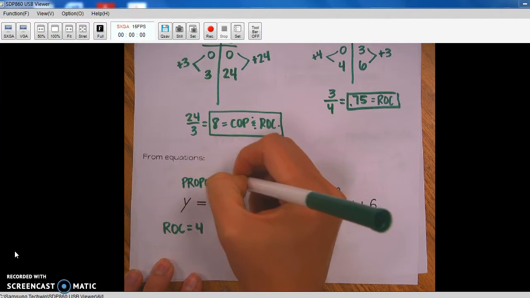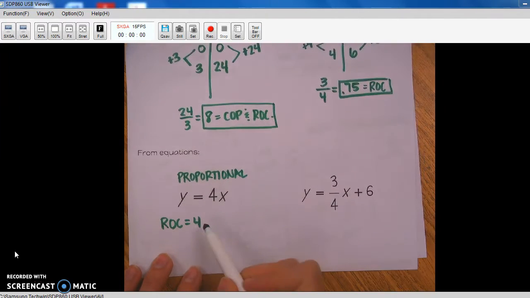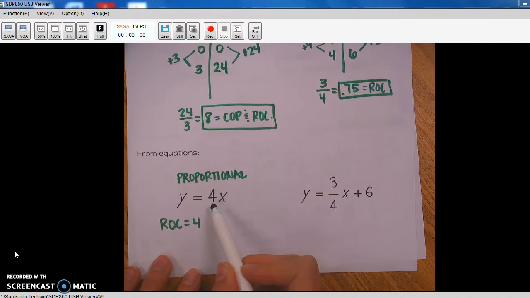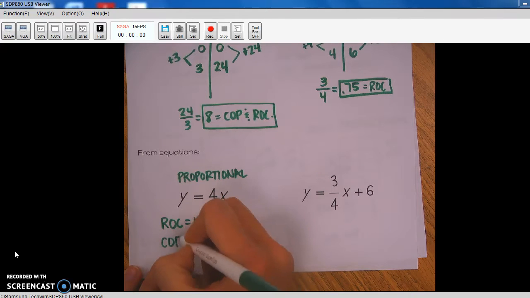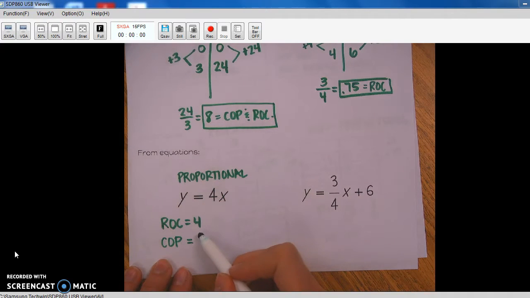This is also a proportional equation because all I see involved is multiplying my unit rate, my rate of change, by x. I'm not adding or subtracting anything extra over here. This is all I'm doing to my x value to get y, is just multiplying it. So if this is proportional, that means I have a constant of proportionality. And remember, it's just always the same as our rate of change, so it's also 4.